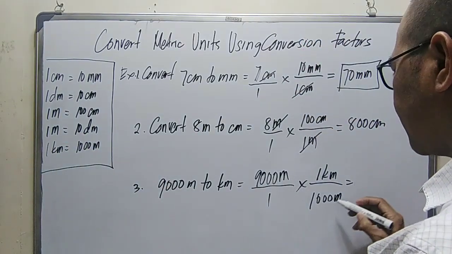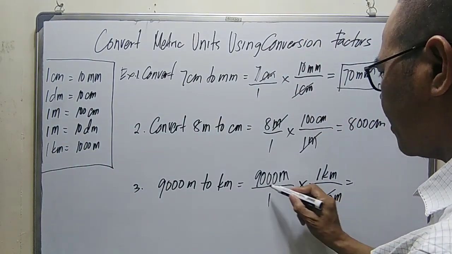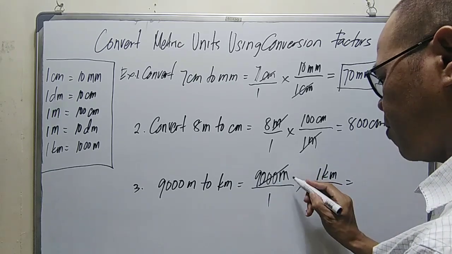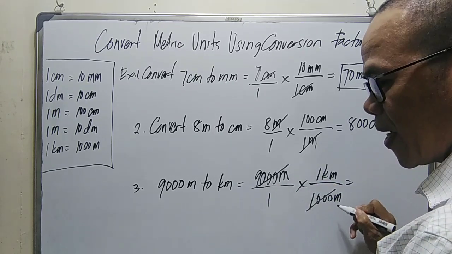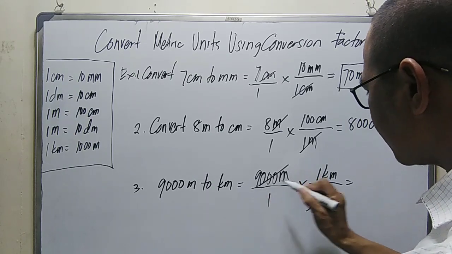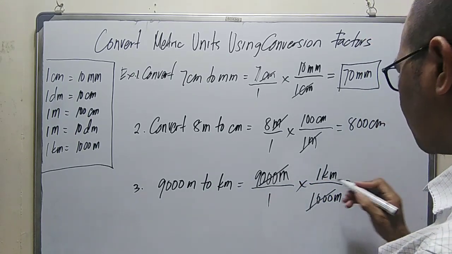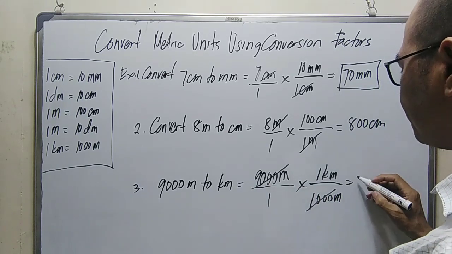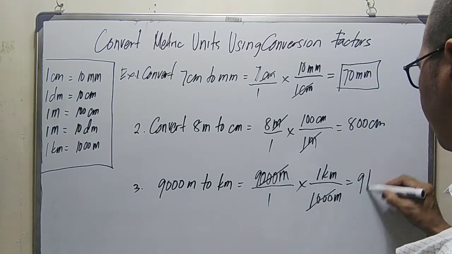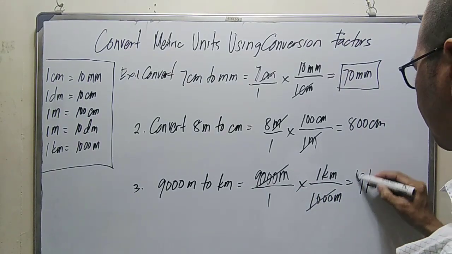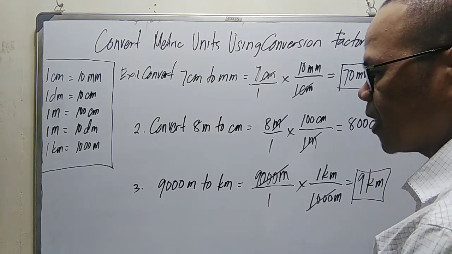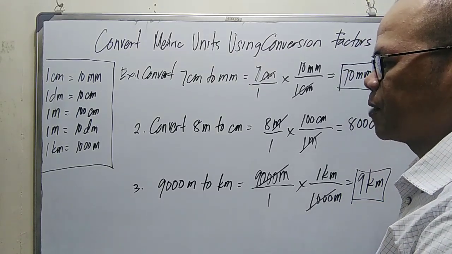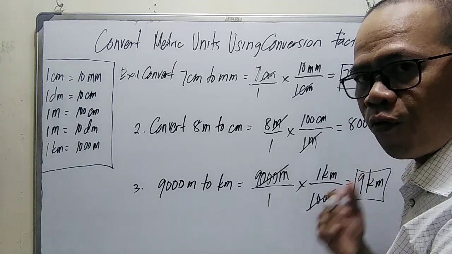So, equals, i-cancel natin yung 1,000 meter, 1,000 meter, and cancel natin. Ang naiwan, 9 na lang at saka si 1 km. I-multiply natin yan ngayon. 9 times 1 km, that is equal to 9 kilometers. So, this is your final answer sa example number 3. Okay, let's proceed to example number 4.